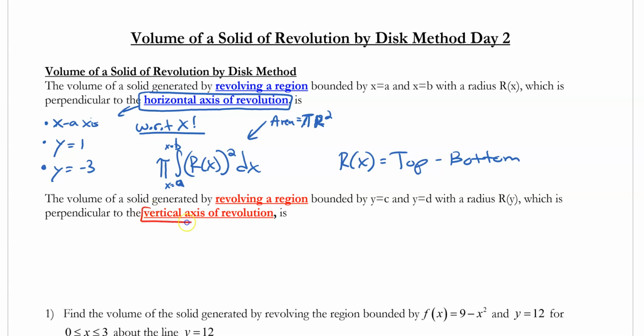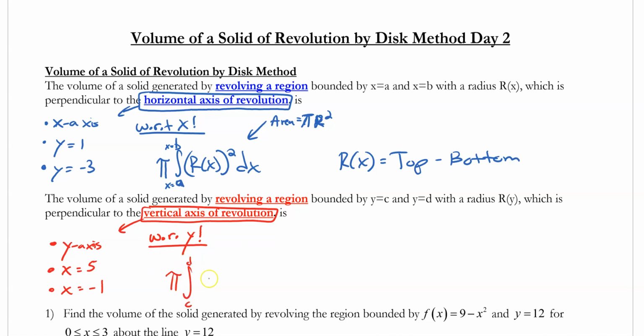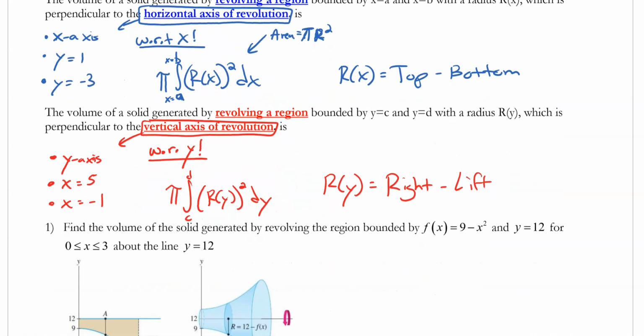Okay, now what happens when we have a vertical axis of revolution? Something like the y-axis, for example, which we did in our last video, or maybe x equals 5 or x equals -1. Those are all vertical axes. And we want to work with respect to y. So we have pi integral from c to d of now r of y. All that means is that our function has to be in terms of y. Okay, so r of y squared. And how can we calculate r of y? You probably guessed it. Right minus left would be our calculation.